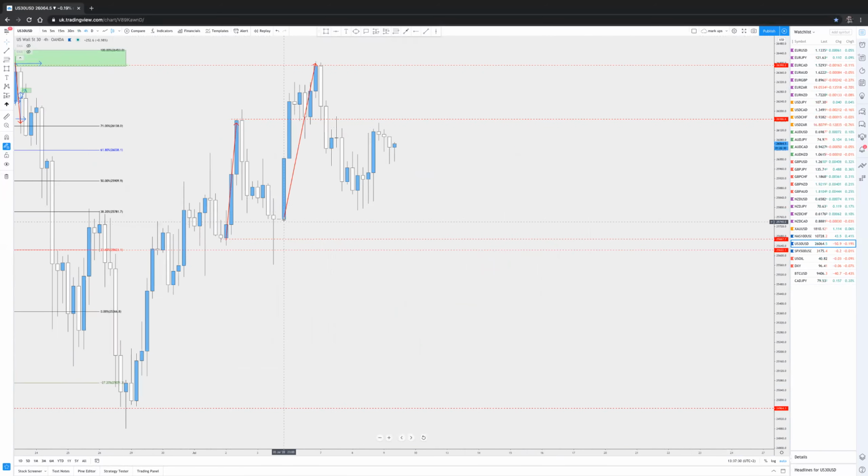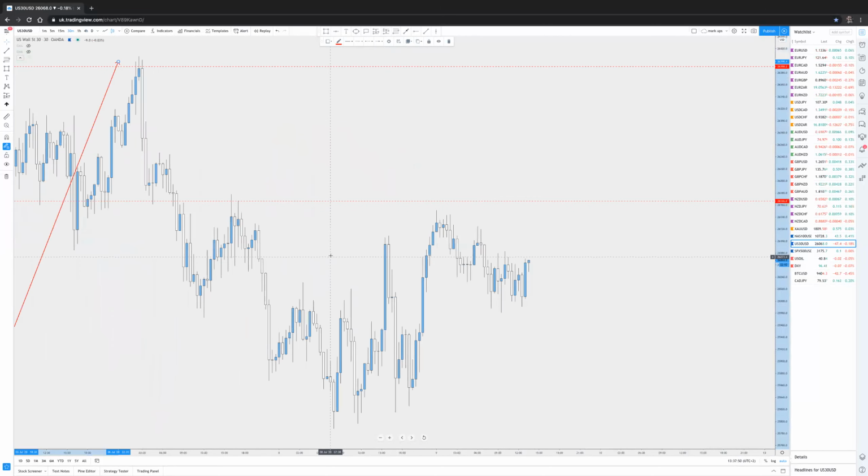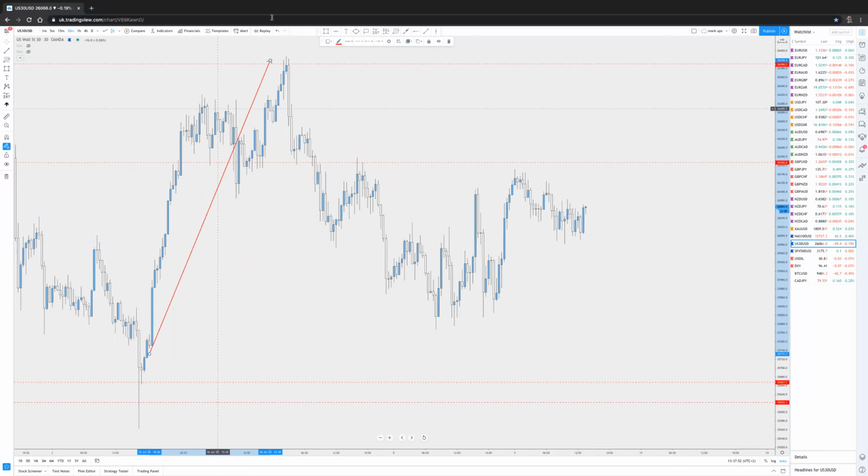So we know that this is our impulse. We had a push to the upside and obviously the pullback, and we expect price to push up even further, based on how our structures are looking over there, higher highs, higher lows. So if we go down to the M30, I know that this is my push.